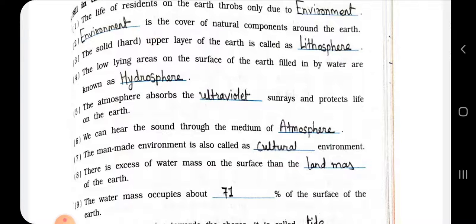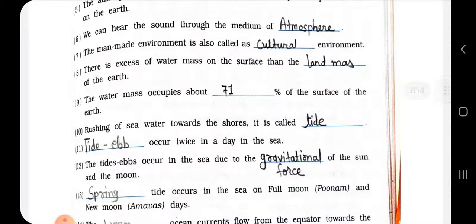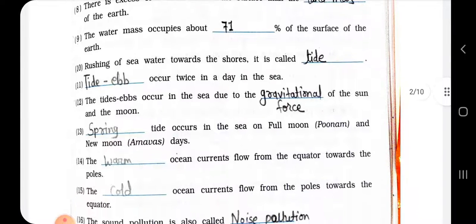The atmosphere absorbs the ultraviolet sun rays and protects life on the earth. We can hear the sound through the medium of atmosphere. The man-made environment is also called the cultural environment. There is excess of water mass on the surface than the land mass of the earth. The water mass occupies about 71% of the surface of the earth.